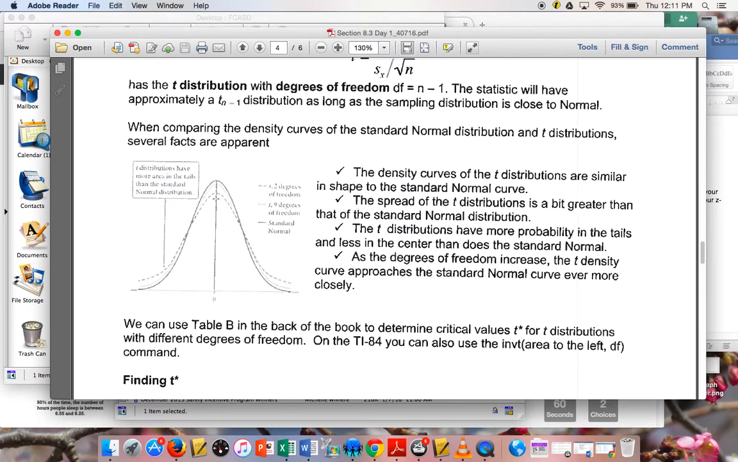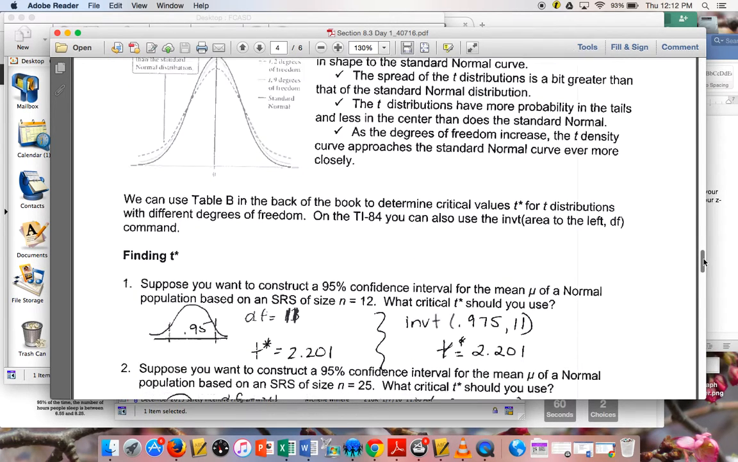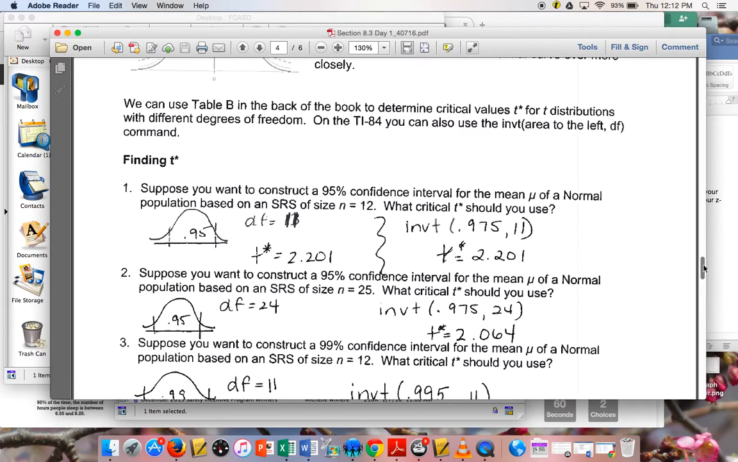All right, so the t distribution, similar shape there. The spread is a little bit bigger because there's just more area down there, more probability in the tail, and as the degrees of freedom increase, so as we get really large degrees of freedom, it approaches the standard normal curve. All right, when you want to find the t-distribution, we have two options here.